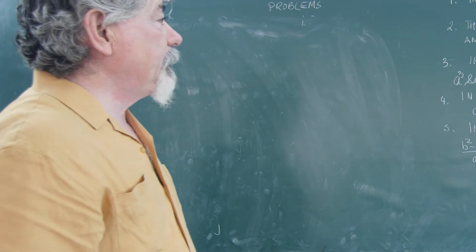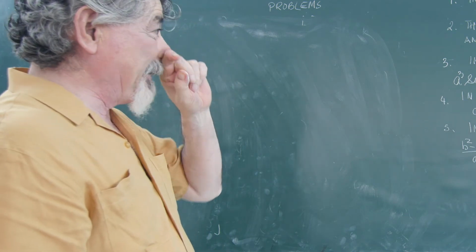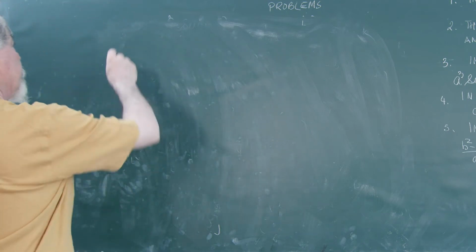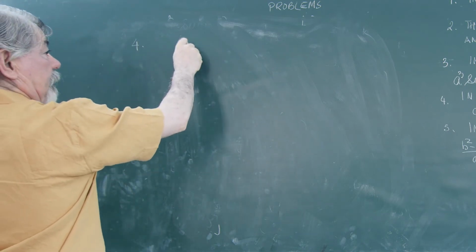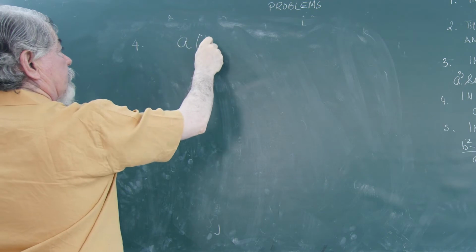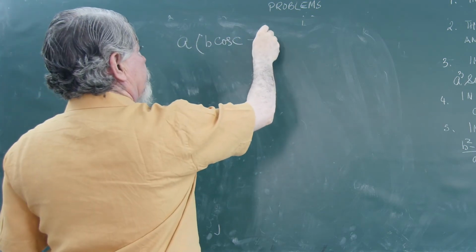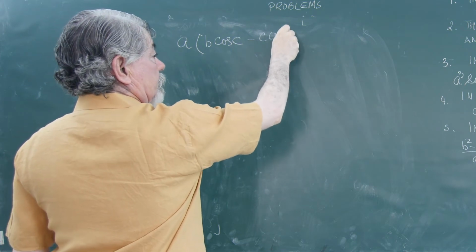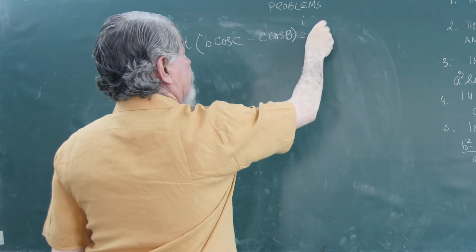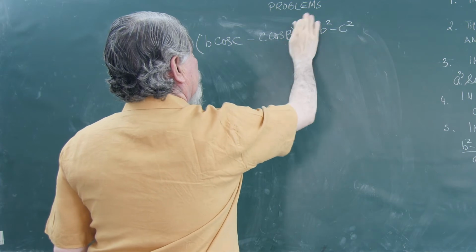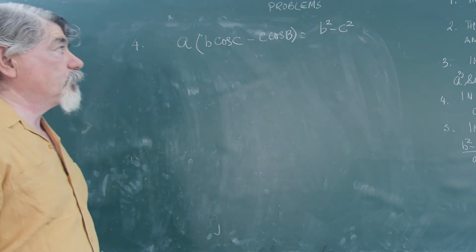The question is: in any triangle ABC, prove that a(b cos C minus c cos B) is equal to b square minus c square. A little observation should be there on your part also.